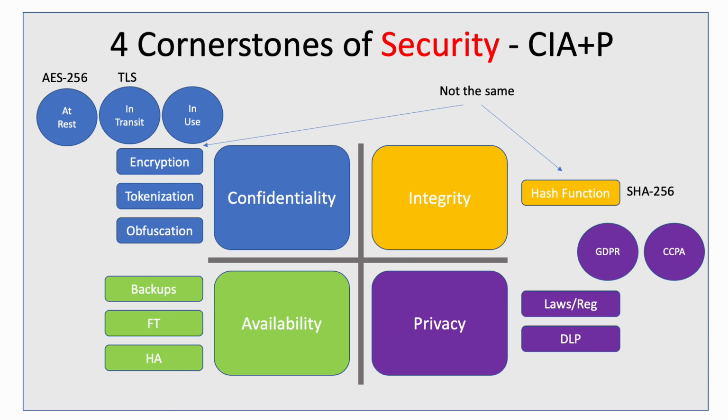Okay, so just to recap here, right? The four cornerstones of security: confidentiality, integrity, availability, privacy. They all have important purposes in terms of security.